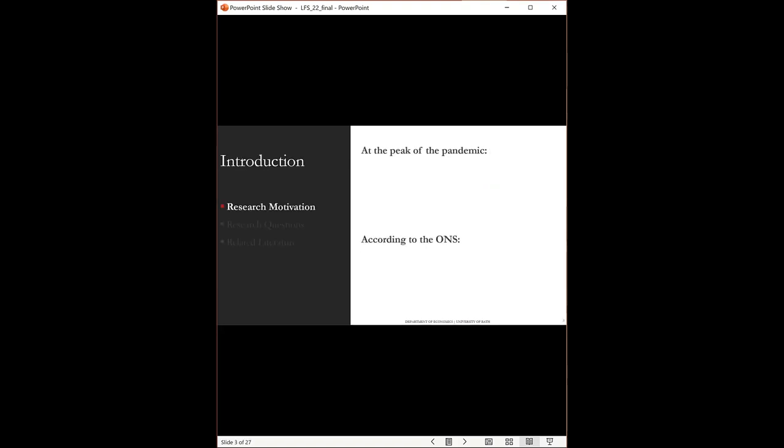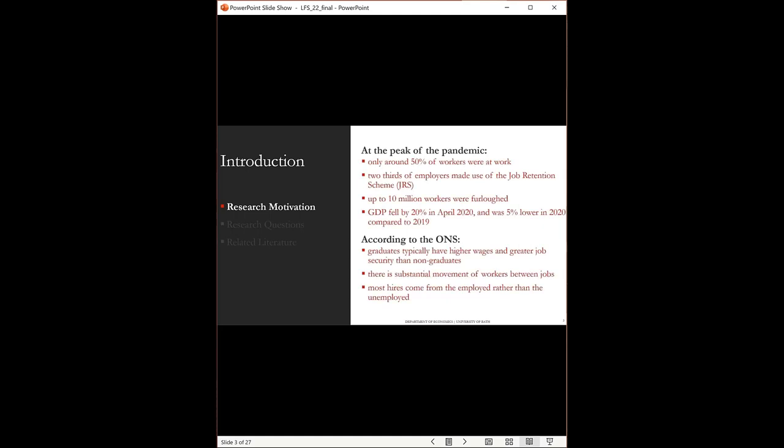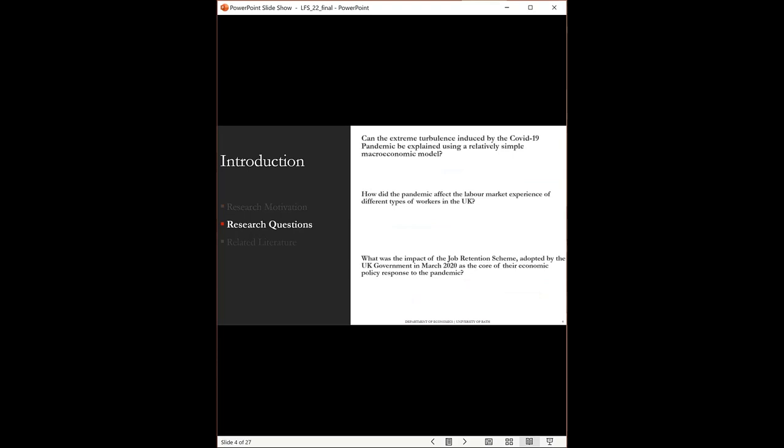So why did we choose to write this paper? The COVID-19 pandemic had a massive impact on the UK labour market, but in particular, even before the pandemic, there has been evidence in the data that graduates were more likely to earn higher wages and be in more stable jobs than non-graduates. And the data shows a lot of job-to-job movement. Workers are more likely to move from job to job than from unemployment into employment. So putting all these points together, we tried to see if we could use a relatively simple macroeconomic model to describe the extreme turbulence induced by the pandemic. We also tried to see if we could analyze the differing impacts of the pandemic on different types of workers in the UK. And also we tried to measure the impact of the job retention scheme.